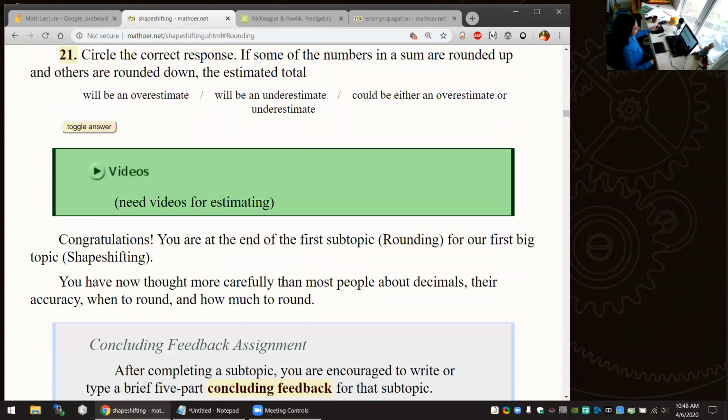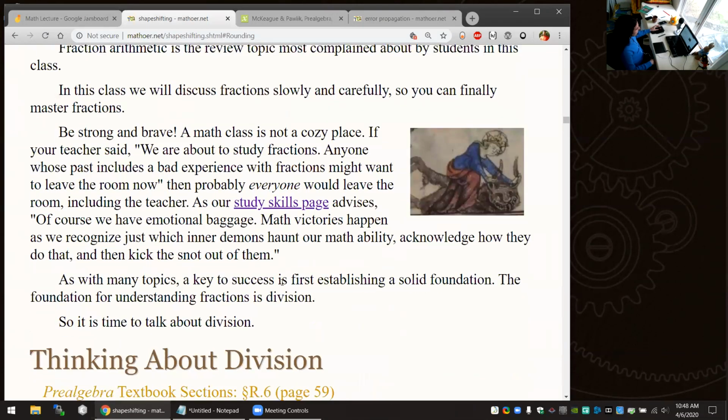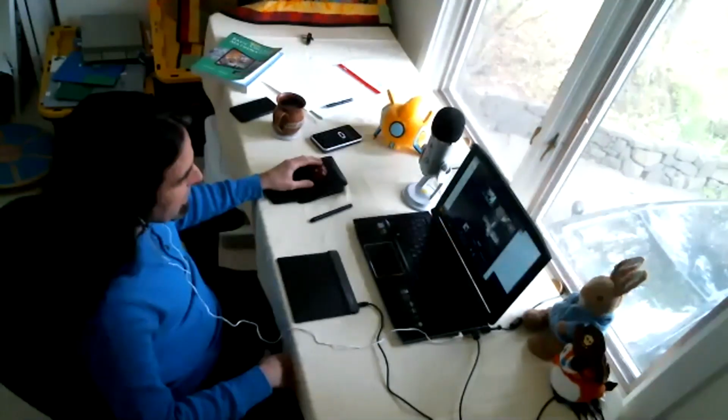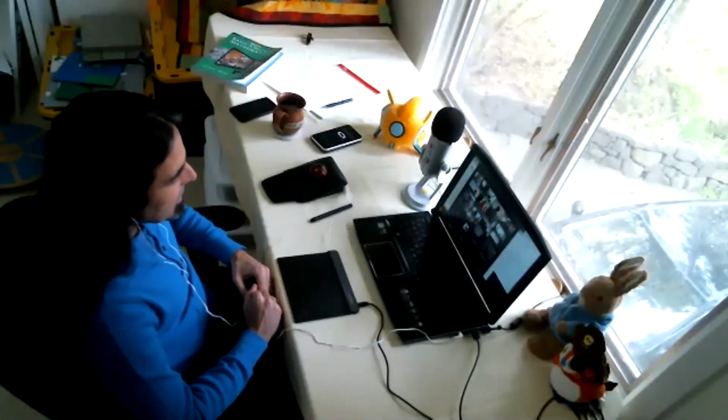Ask me next class if you need me to do more estimating, but we just did a bunch of rounding and I want to get to something more interesting. Okay, I will check in. Any other things about place value or rounding that you have questions about now?